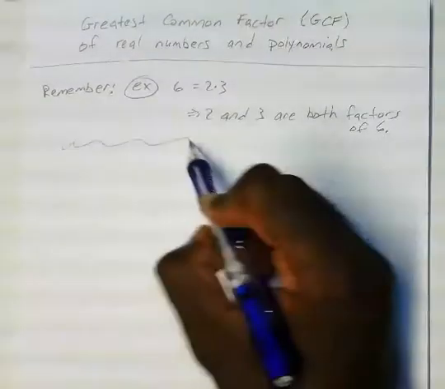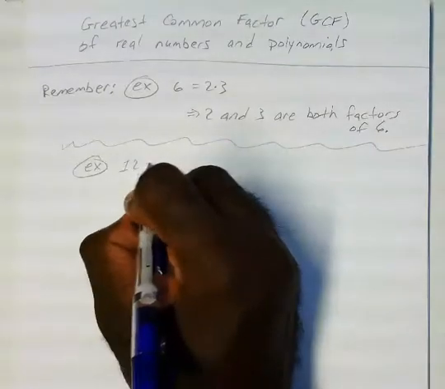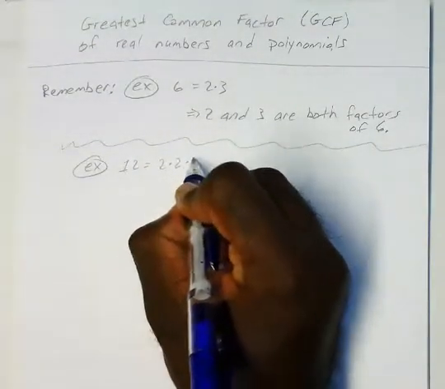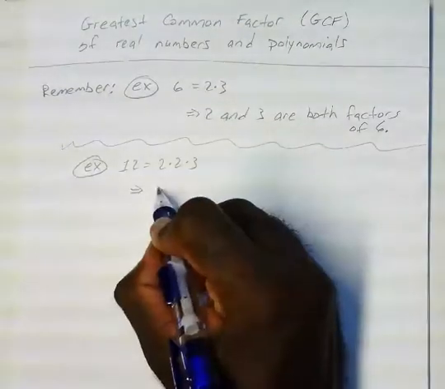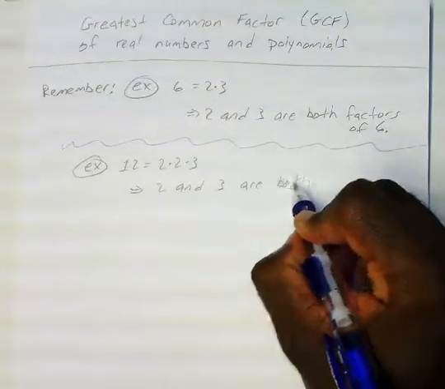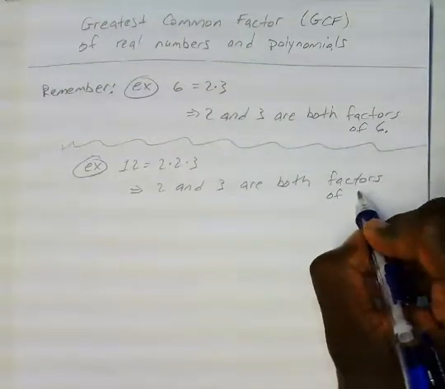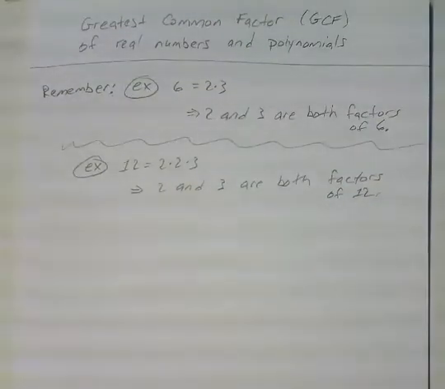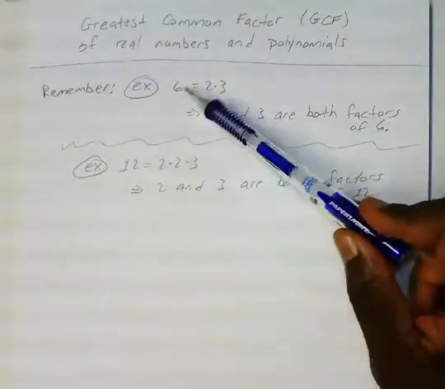Okay, so what if we also say, for example, we know that 12 is equal to 2 times 2 times 3, or 4 times 3. Okay, that means we can say that 2 and 3 are both factors of 12. Now, finding the greatest common factor would mean finding the number that goes into both of those evenly.